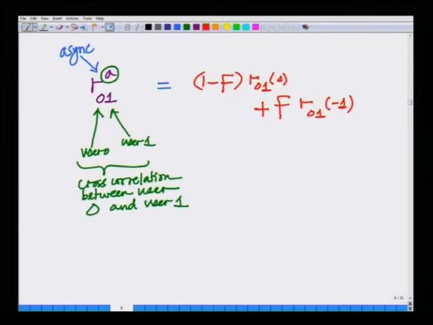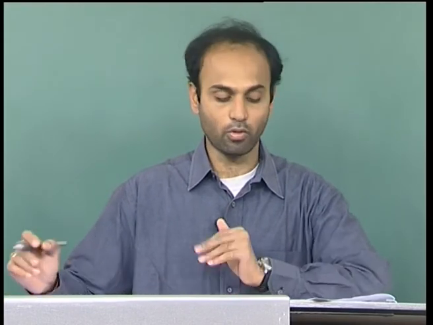For instance, if f equals 0, that is there is no delay, then this becomes 1 minus 0, that is 1 times R01 plus 0 times R01 of minus 1, that is R01 of 0, which is the same as what we had before, that is the direct synchronized correlation. As f becomes 1, it becomes 0 times R01 of 0 plus 1 times R01 of minus 1, which is R01 of minus 1, which is the correlation with the shifted sequence. However, now as f is varying between 0 and 1, we have a combination of both.